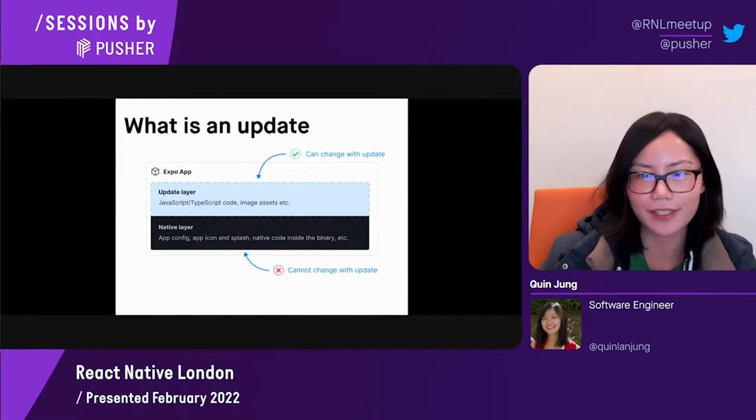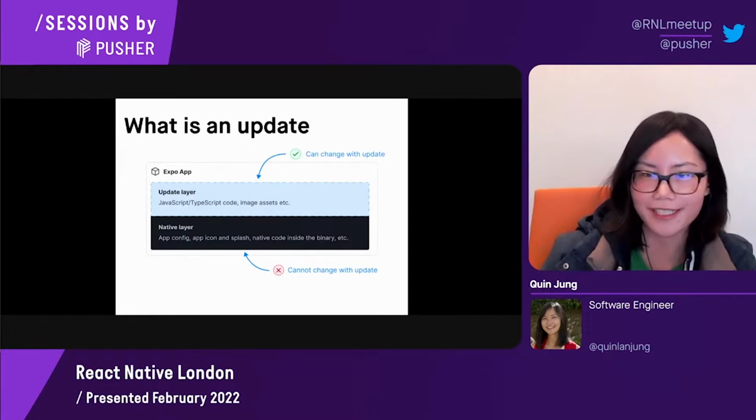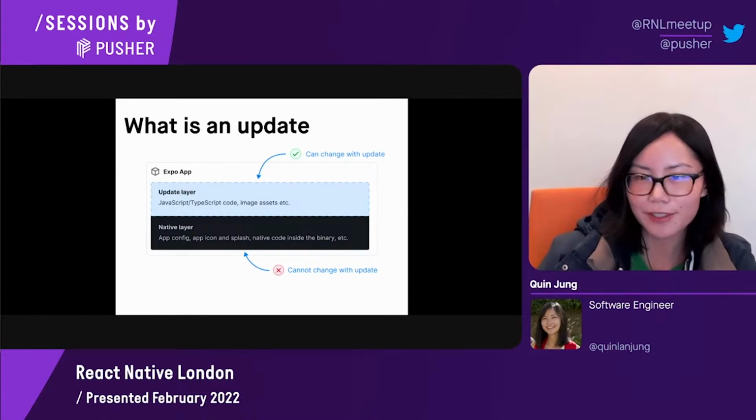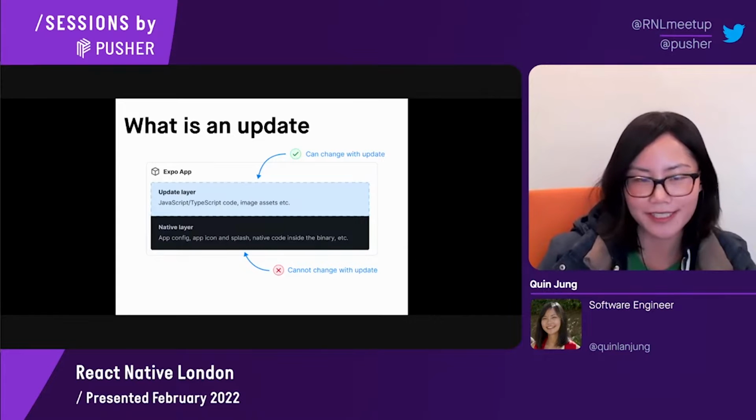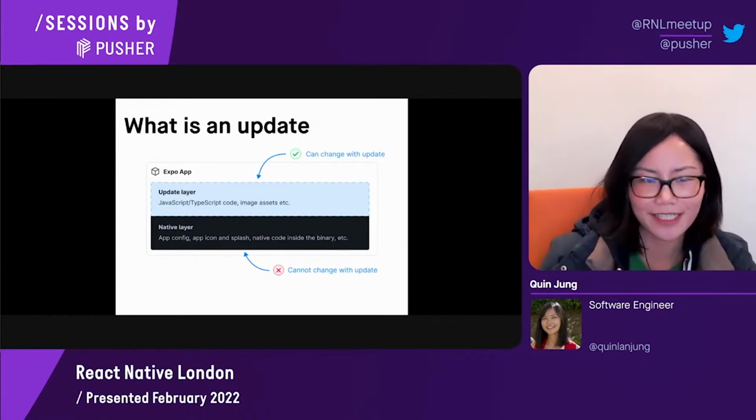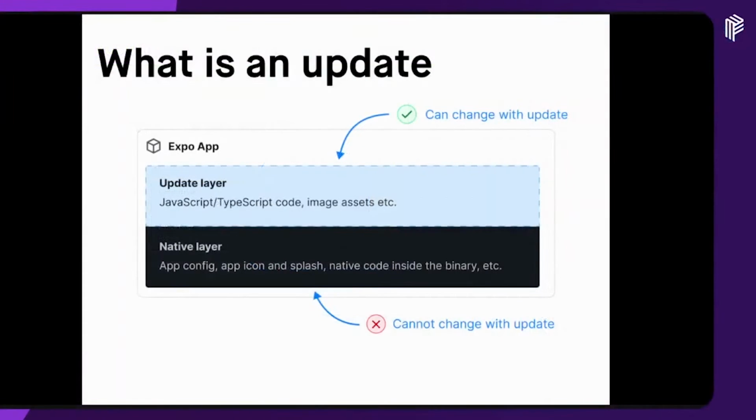So let's also go into the internals of an update. What exactly is it? If we look at an app binary, we're going to see that it consists of two different layers. The update layer, which consists of your JavaScript and TypeScript code with your app logic, and image assets such as JPEGs or PNGs that your app depends on. All these things can change at runtime, and these are things that can change with an update.